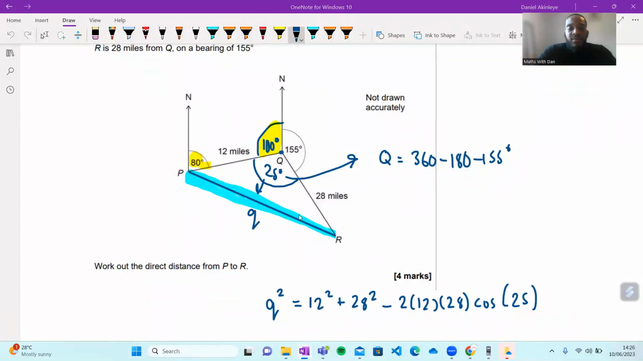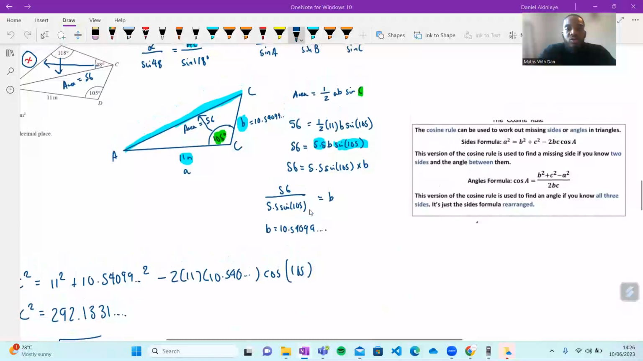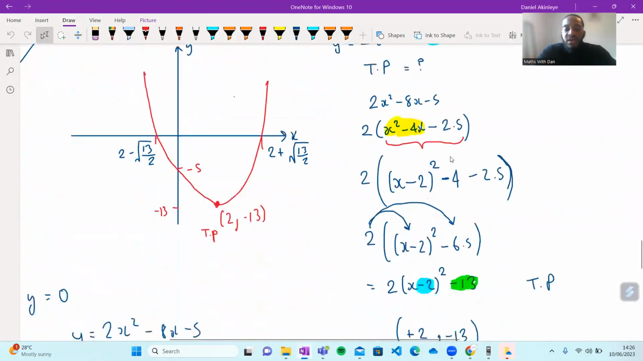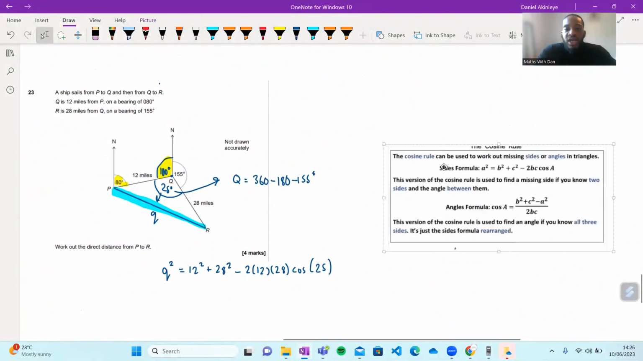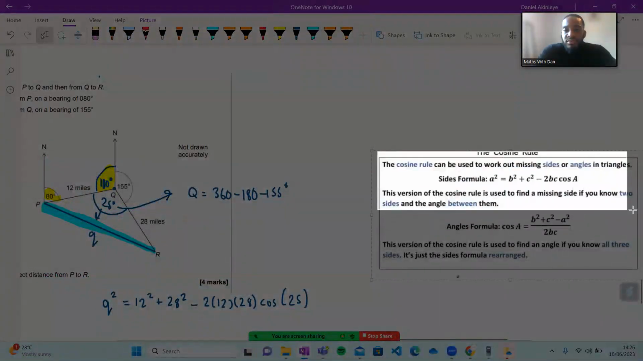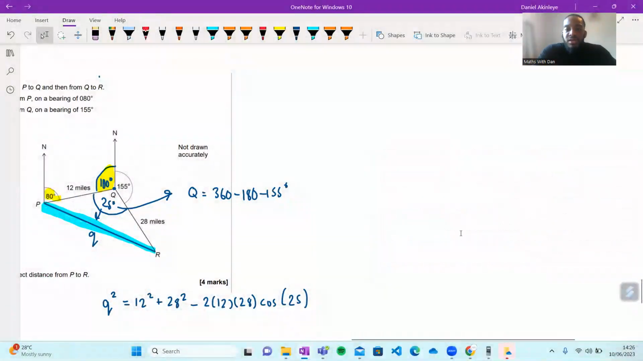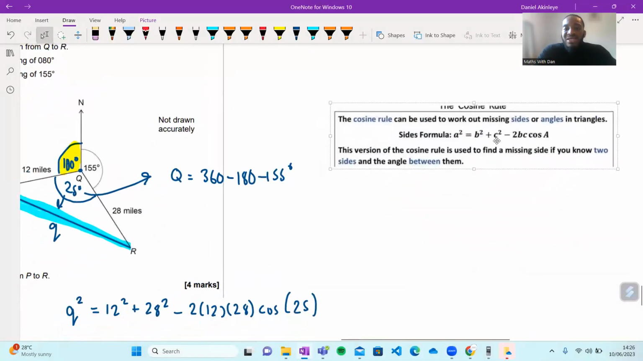So all I've done here, let me just get the formula again. All I've done here is I've used this formula. Remember we did this earlier in the lesson. We're looking for a side. The cosine rule states that, I'll just get this part here. Let me delete this part. The cosine rule can be used to work out missing sides or angles in triangles. The sides formula is this.